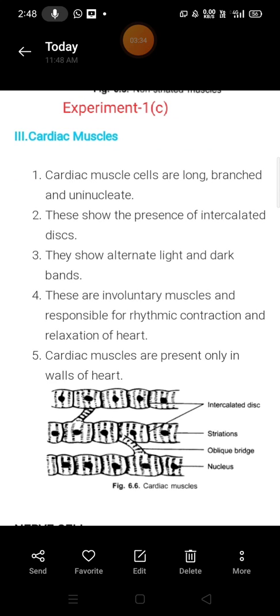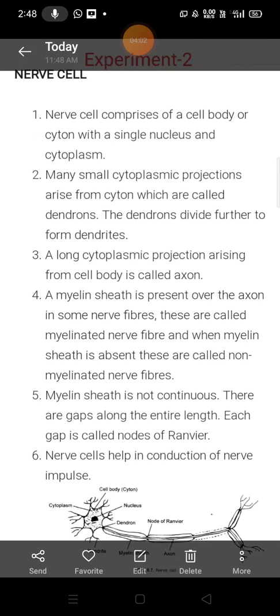Third one is the cardiac muscle. The shape of the cardiac muscle is long, branched and uninucleated. Band pattern is present, as you can see here, and cardiac muscle is present only in the wall of the heart. And this is the picture of cardiac muscle. Students, all the pictures you must draw on the white side of the paper or your file.